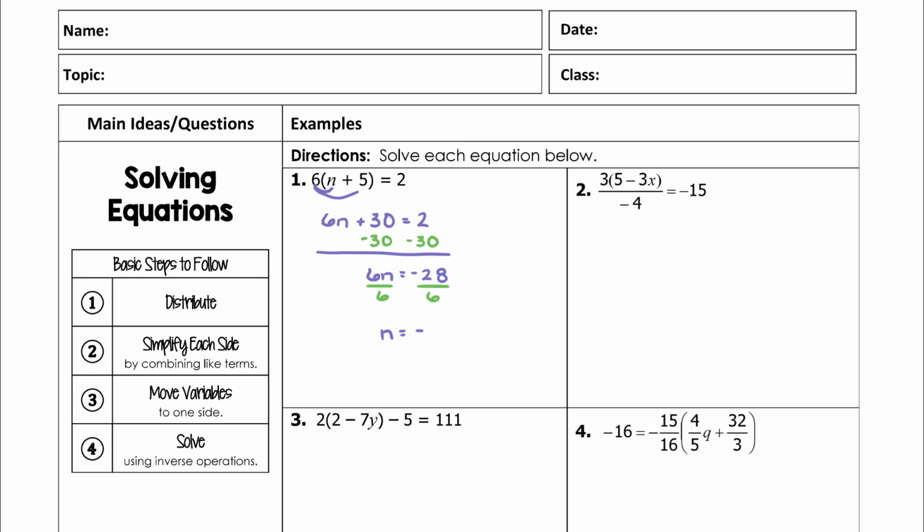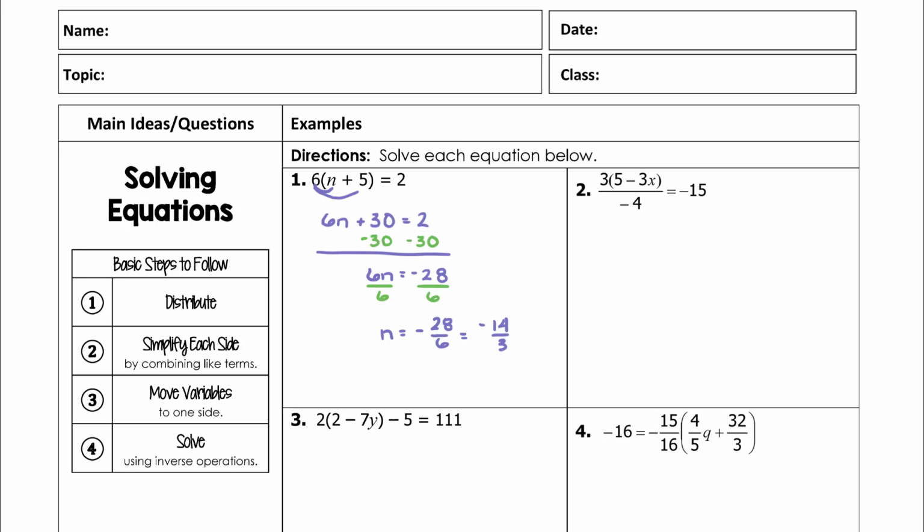Wow, I just had a blank. Did I do that right? Yeah. So that's negative 28 over 6, which will reduce to negative 14 over 3. If you come up with a reducible fraction, please make sure you put it in simplest form. So we do get n is equal to negative 14 over 3 in this case.